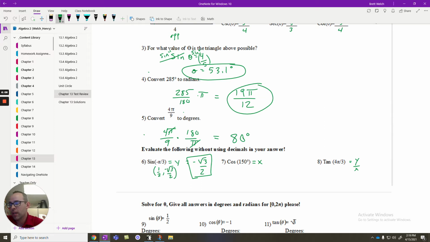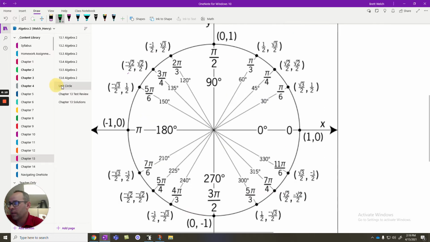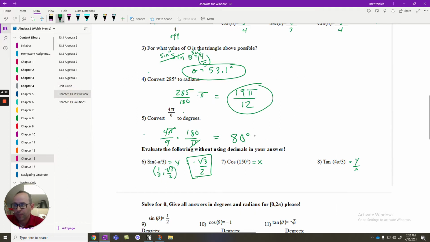Well, now I'm doing the cosine of 150. I'll go to my unit circle, I find 150, which is right here. Here's my x and y. It's negative root 3 over 2 comma 1/2. I'm going to go back to the test review. Turns out here the x coordinate is also negative root 3 over 2. And that would be my cosine of 150.